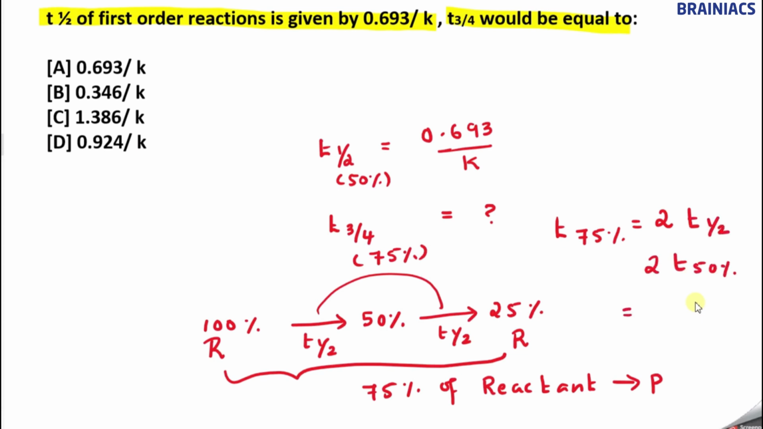So what is the value then? 2 into what is t half given here? 0.693 by k. So if you multiply this, you will get 0.693 into 2, that is 1.386, so 1.386 divided by k. That will be the answer.